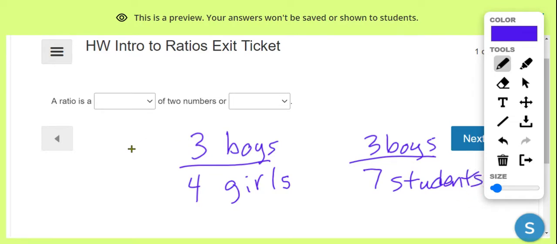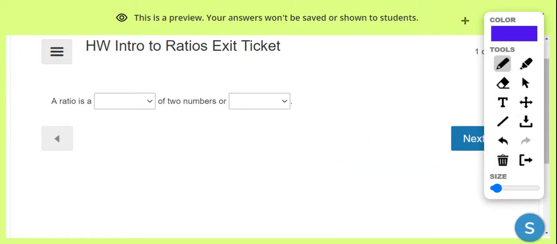So this is going to be a part-to-part comparison, where it's both students, but then you'd have part to total, or part to whole, where you have boys being compared to all the students as a comparison here. So I'm going to go ahead and do the drop down screen. Oh, it's not letting me do it. Here we go. So a ratio is a comparison of two or more quantities.